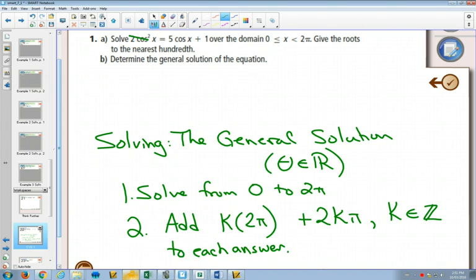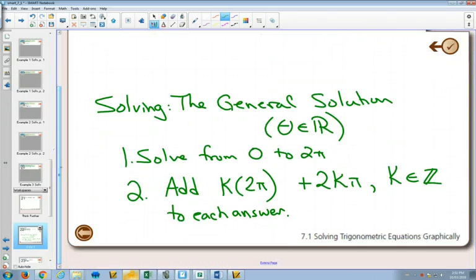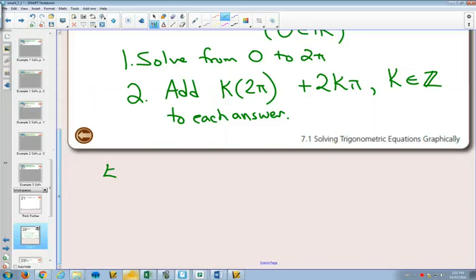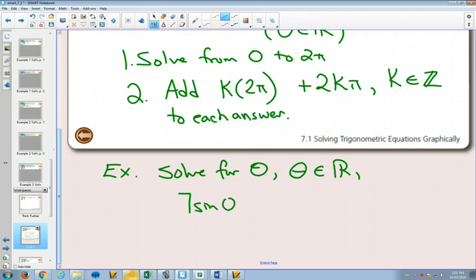In question number 1, I'd like you to just put an X through that because we're going to make our own example instead. And our example that we're going to do is going to be: solve for theta, where theta can be any real number, in the following question. Seven sine theta plus 1 equals 0.